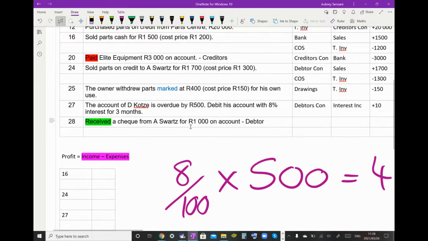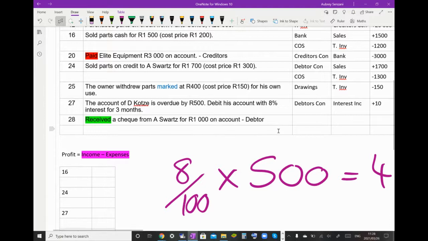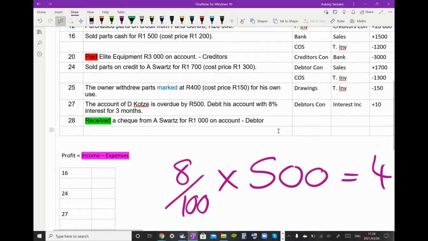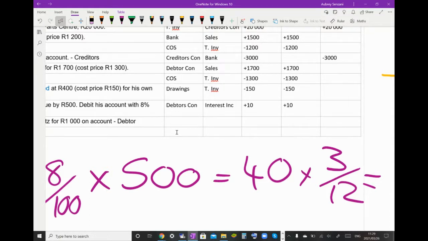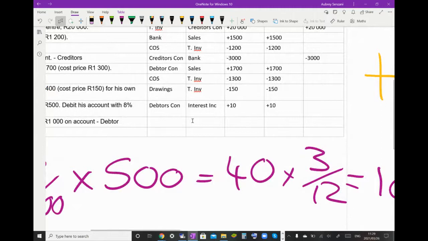Received a check from Swartz for 1,000 on account. Again, here they've put debtor, which gives you a hint, but you should know that this means the debtor has paid us. Once you see on account, and it says we received, it didn't say we paid. Which accounts are affected? Bank, yes, because we received money, and the other one is debtors control, yes.